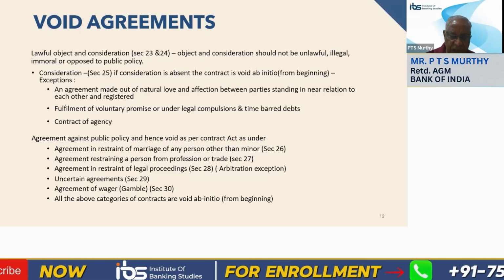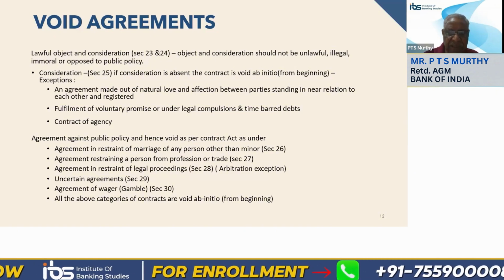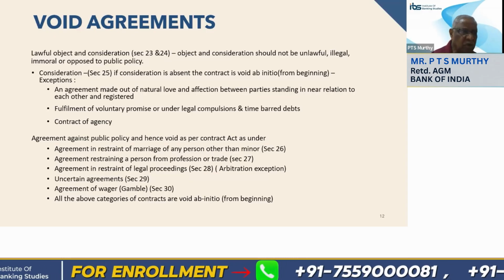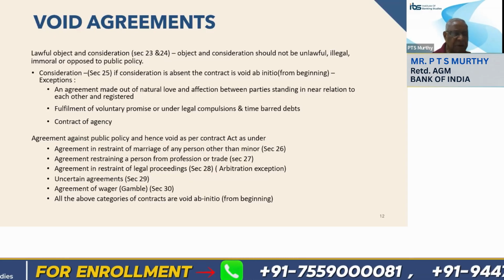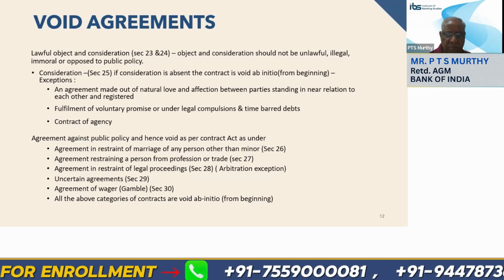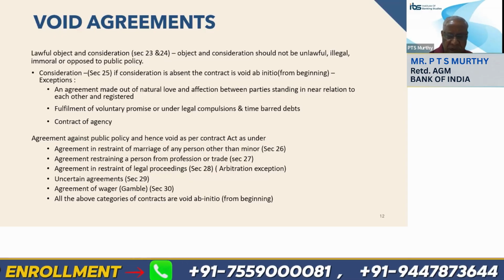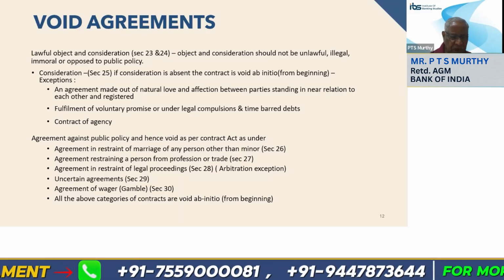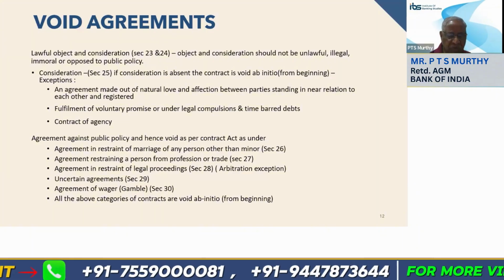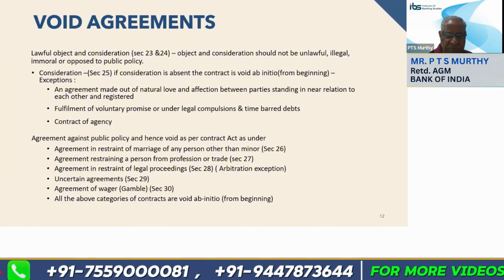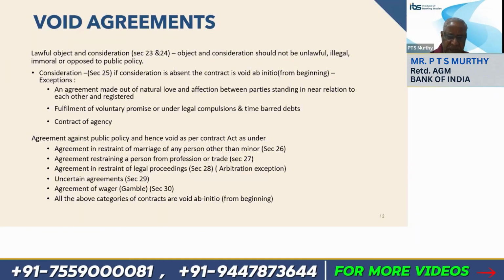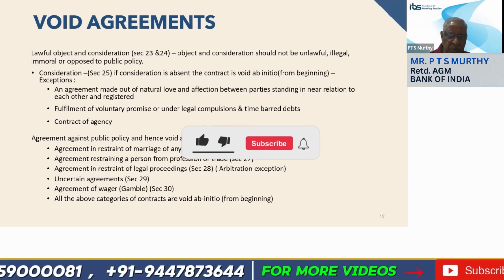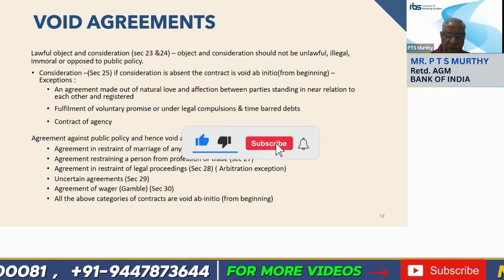Agreement in restraint of marriage of any person other than a minor. Let's suppose somebody entered into a contract. I go to a person and say my son is marrying that girl, you restrain him from marrying that girl. Then I enter into a contract. I made a proposal, the person agreed to perform the thing, and I also paid him some money to do this. So it becomes an agreement. But whether that agreement which I entered into is enforceable by law, it cannot become a contract.